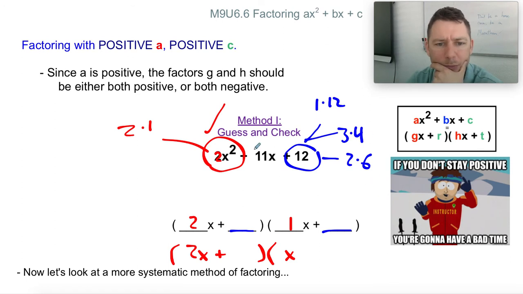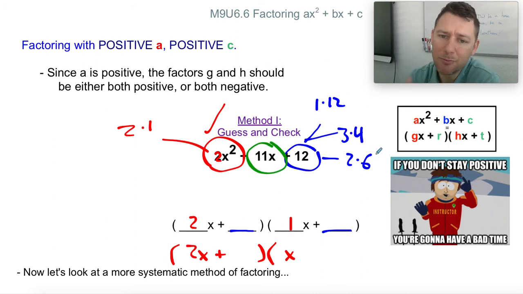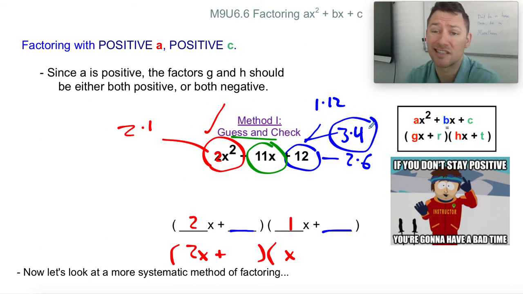I'm looking to make these two multiply to 12, but then once you put them all together, I want them all to add to this 11x. So I'm just going to try something. This is a guess and check method. So I'm just going to pick maybe this 3 and 4 first. It's guessing, so I'm going to guess.